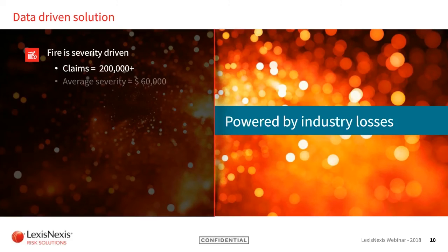Fire is fundamentally a severity-based phenomenon. And to do this, you need depth, right? And we need depth because there's a high coefficient of variation of severity. What this means in practice is that fire losses are driven by very bad, high-tail loss amounts, even though the frequency is actually quite low. In fact, the average severity for our data set was over $60,000.